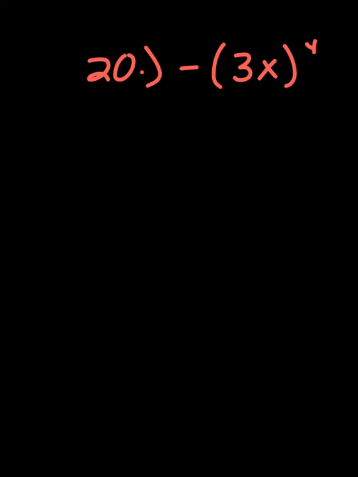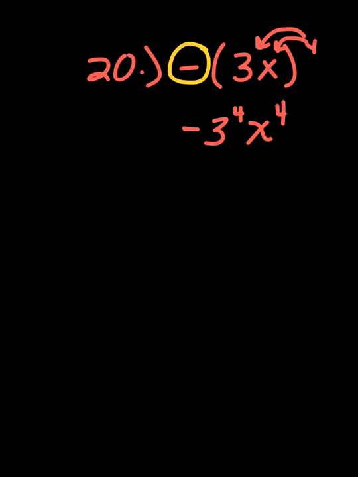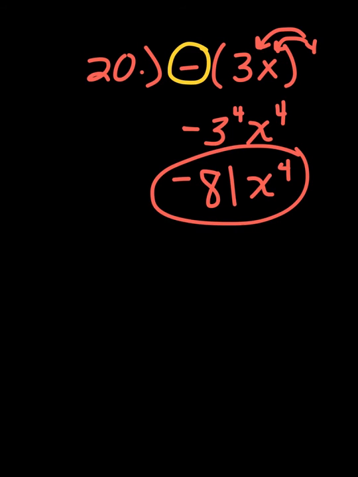Number 20 is looking for you to understand the difference of when the negative is outside the parentheses versus inside the parentheses. So essentially, this negative in front means do all the work out and then make your final answer negative. So I'm going to give the power of 4 to 3 to the 4th, x to the 4th, with a negative still out in front. And as we saw in the last one, 3 to the 4th is 81, and the whole thing is negative because of the negative that was outside the parentheses. So that's my final answer.